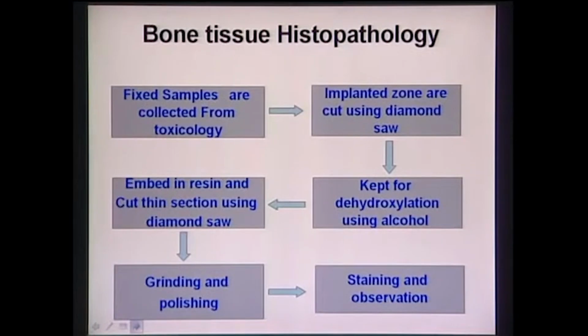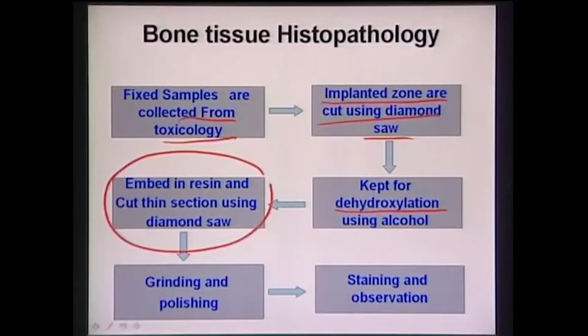Now, how is this bone tissue histopathology carried out in real life? You first have to fix the samples in the toxicological lab, then the implanted zone is cut using a diamond saw. Then you do dehydration using alcohol, that means serial dilution using alcohol, to get rid of all the water molecules which are absorbed. Then you embed it in resin, and then you cut the cross section using the diamond saw.